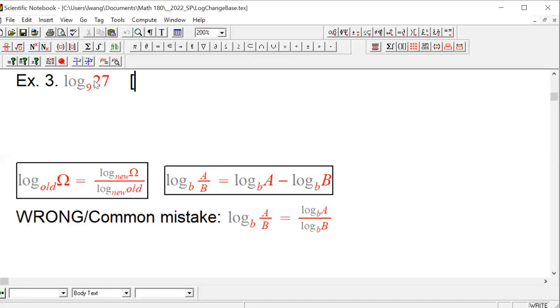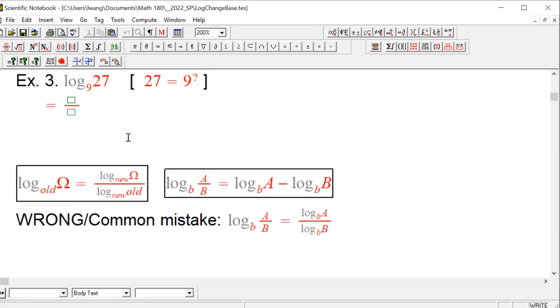Well, in this case, if we try to express 27, it's a little work because our goal will be writing 27 into 9 to a certain power. It can be done. But the question is, it would be much easier if we do it by change of base formula. Okay. So I will show you how to do the change of base formula because this is about how to do change of base formula.